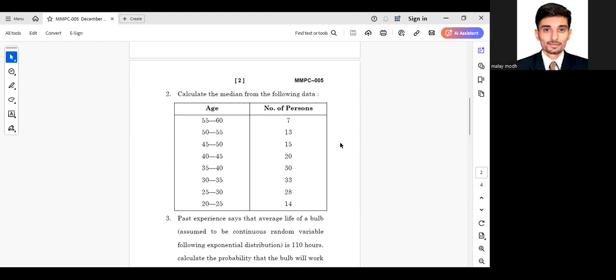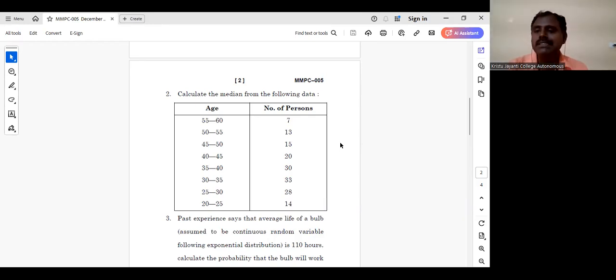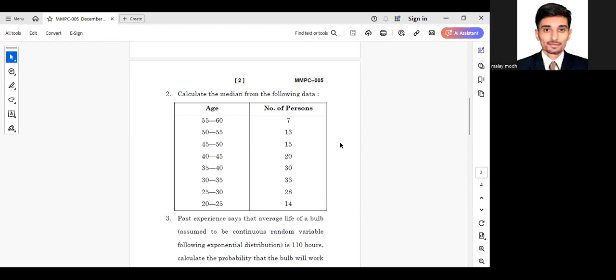So the third column, this will be the third column. LTCF, less than cumulative frequency, is the third column. Okay.